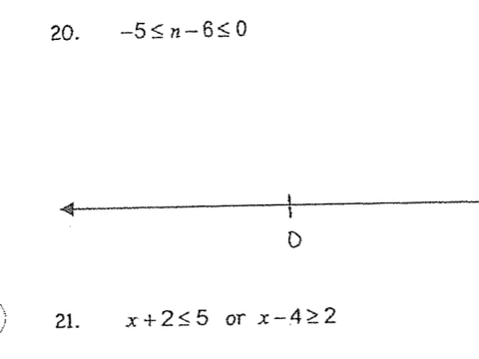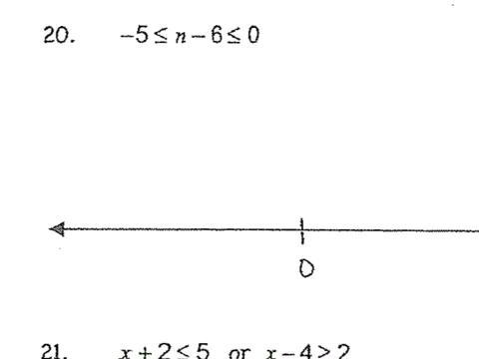Alright, number 20 is a compound inequality. To solve this, you're going to just add 6 to all of the sides. So now you've got 1, your n, and your 6. The way this is read is n is between 1 and 6.